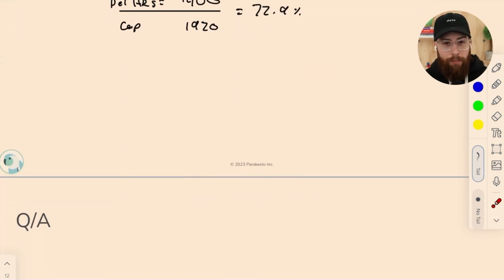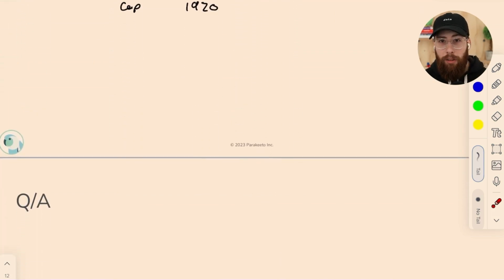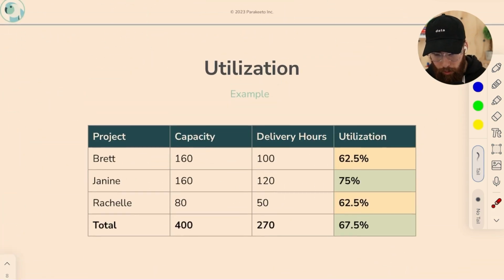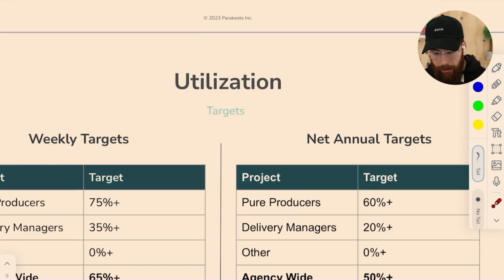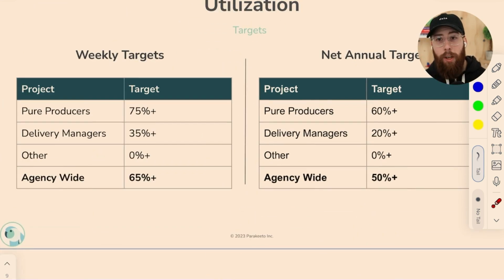Let's talk now about the benchmarks for this metric. And really there aren't benchmarks like I mentioned before, but I'll show you what is typical. And typical means if you're going to charge a typical amount and you're going to pay people a typical amount and you still want to be profitable, these are the kinds of targets that you would want to be setting.